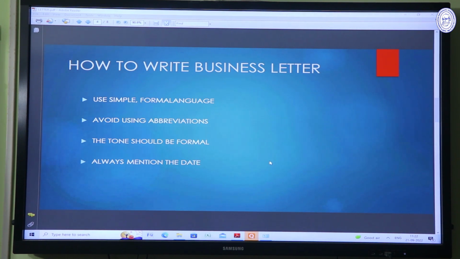The tone of the letter should be very formal. There should be no personal touches. Even if you know the person to whom you are writing the letter, then also your tone should be very formal, right? And last but not the least, the date. Always mention the date of writing the letter. The date always plays a very important role. So, this is how to write the business letter. This is how we usually structure a business letter.